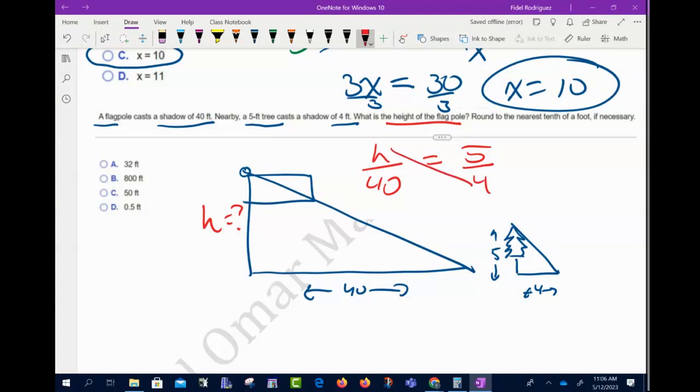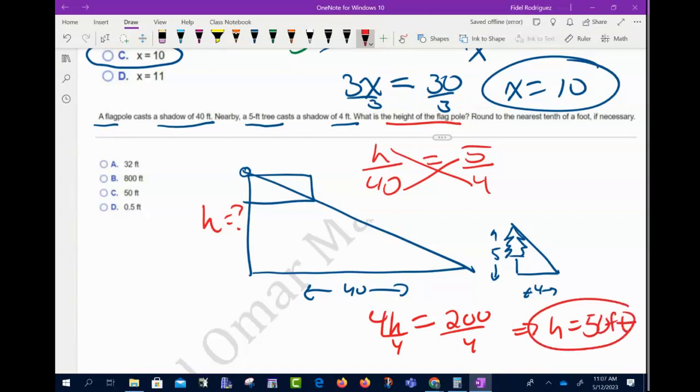Okay, so let's go ahead and cross multiply y'all. So h times 4 is a 4h. 40 times 5 should be something like 200. Okay, so look, y'all, we divide everything by 4. Is that 50? Okay, 50 feet. And there's my choice. And there we go.